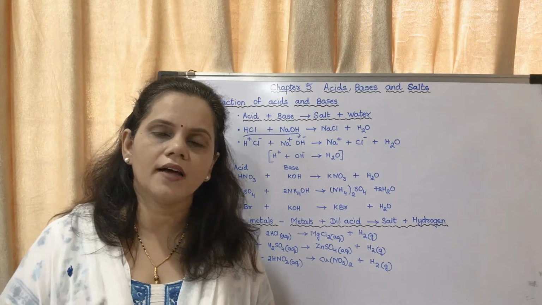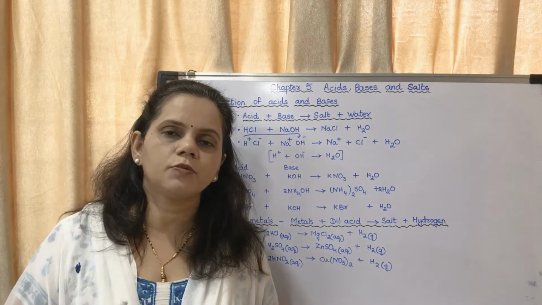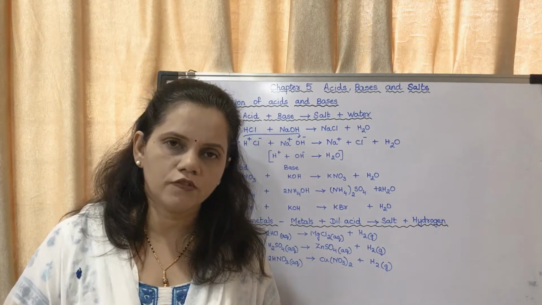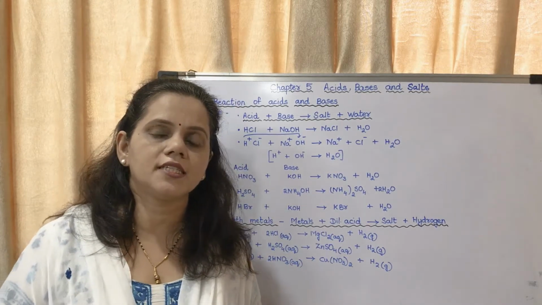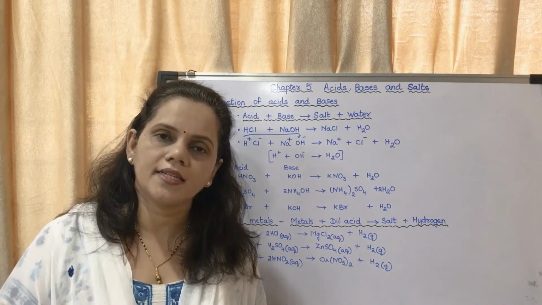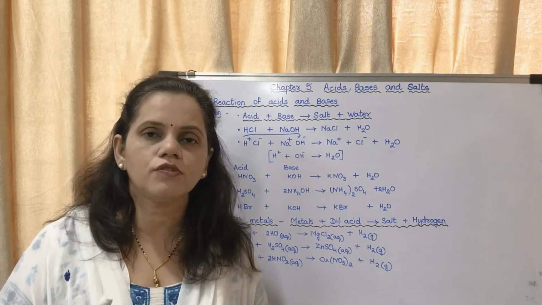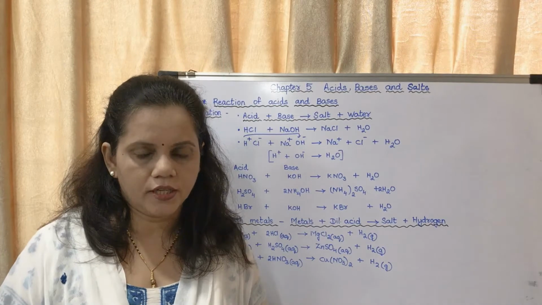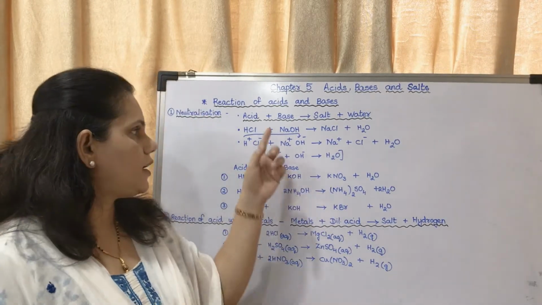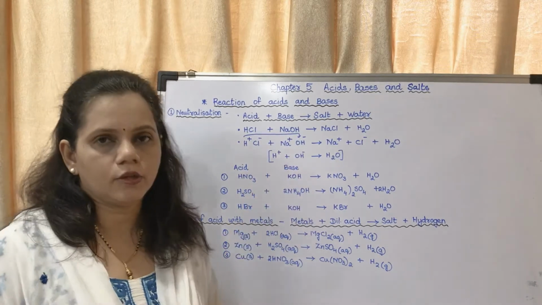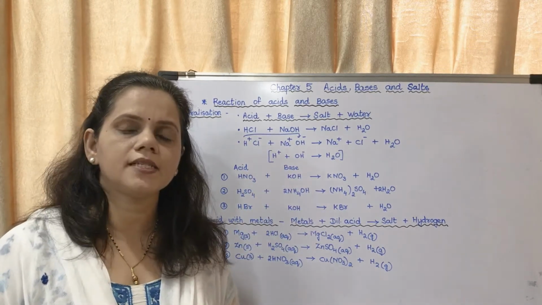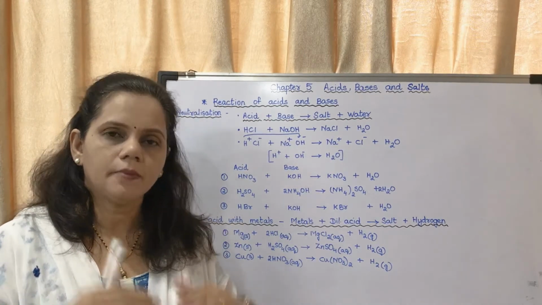So if you are having a question on explain neutralization, you may write the definition of neutralization. What is neutralization? Neutralization is a type of reaction where an acid reacts with a base to form salt and water, and you have to explain with the help of HCl and NaOH, and you have to write all these three equations. Now there is a box on page number 65 given below.